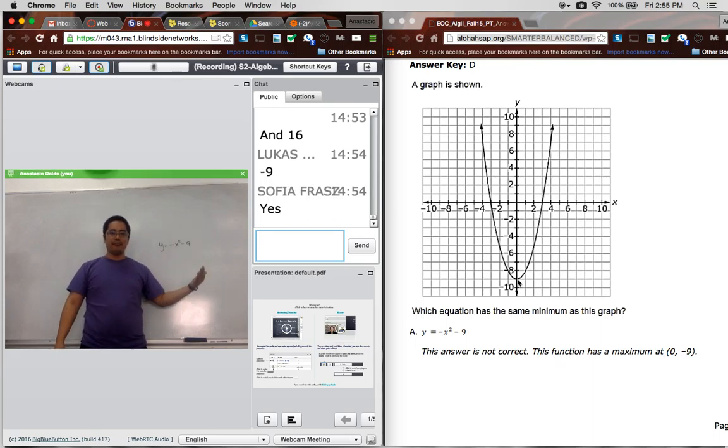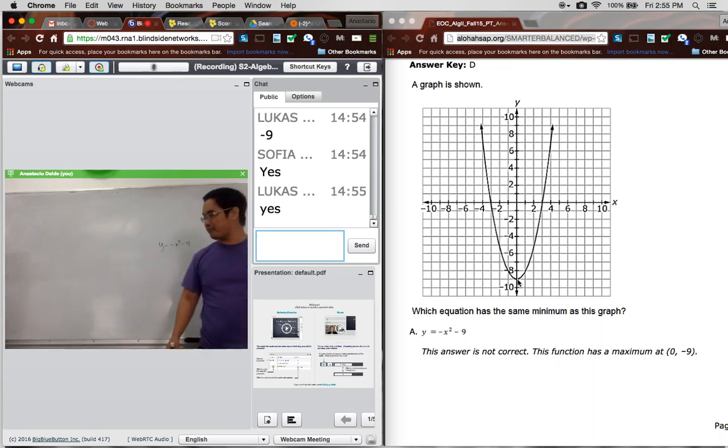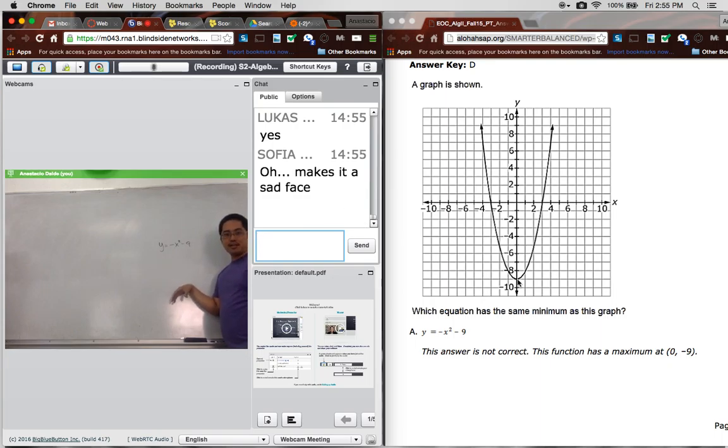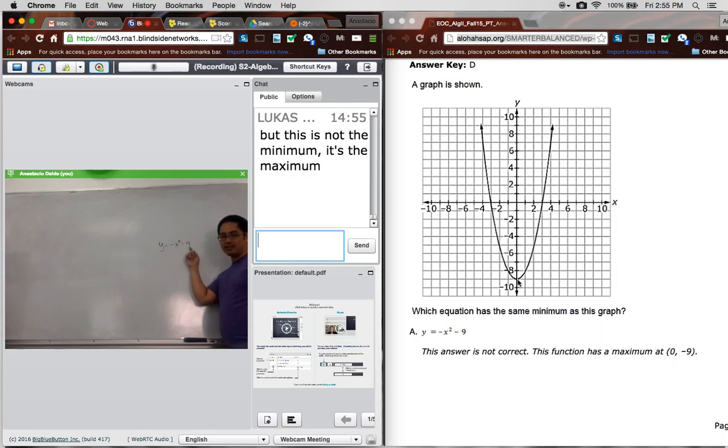Okay. Graph this in your head. You guys can do it. What does a negative do? Flips the parabola upside down. I agree. Yeah, it makes it a sad face. I agree. What does the -9 do? It pushes the whole thing down by 9.